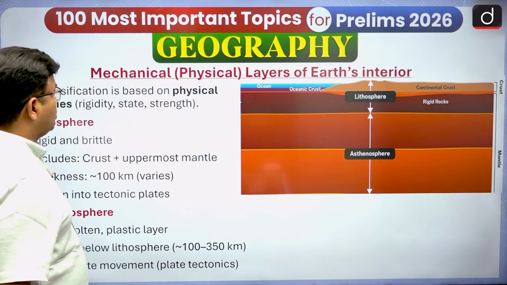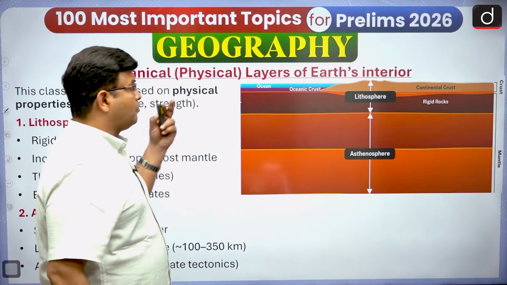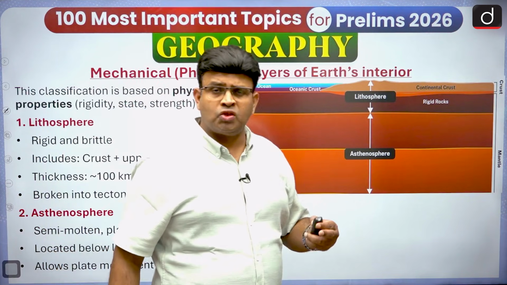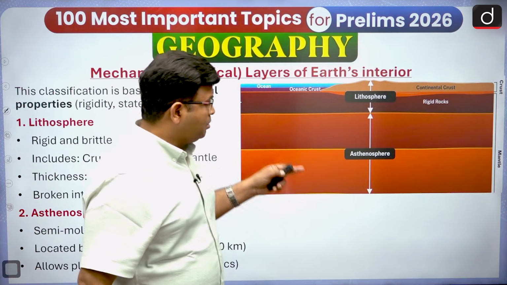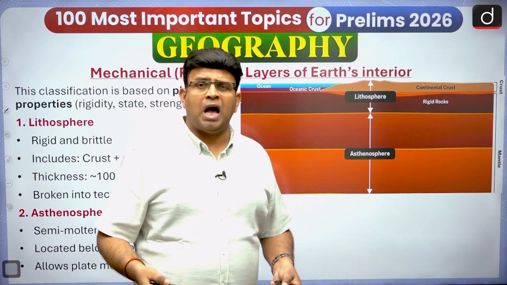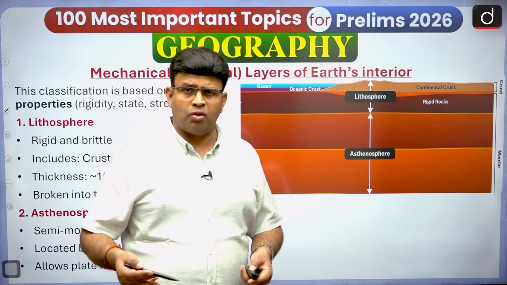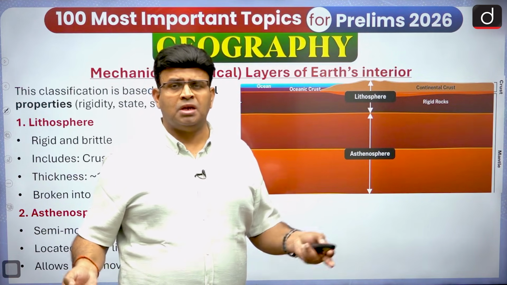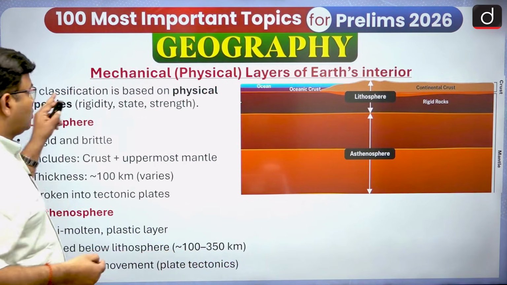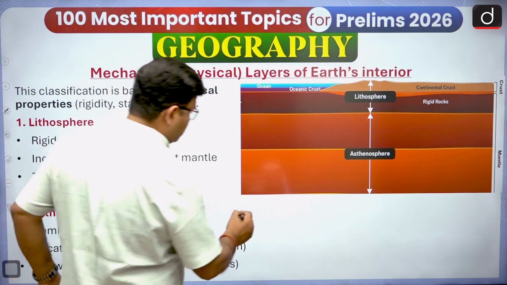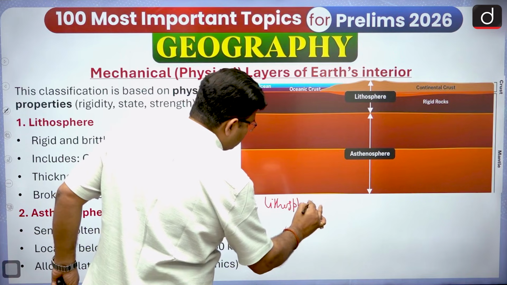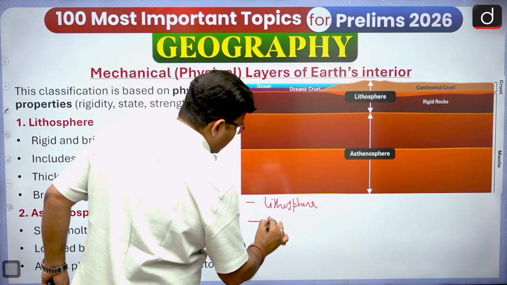The next part we are going to see is the mechanical or physical layers of the Earth's interior. It is divided into lithosphere, asthenosphere, and thereafter mesosphere, and after that the outer core and inner core. Outer core and inner core are also known as barysphere at times. So here there are three divisions: one is the lithosphere, and another is the asthenosphere.